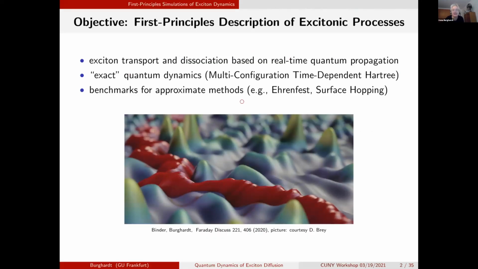So our objective is a first principles description of excitonic processes. We want to look at exciton transport and also exciton dissociation based on real-time quantum propagation. In fact, we're using exact quantum dynamics, in particular the multi-configuration time-dependent Hartree (MCTDH) method, which I will give a few more details about later on. The idea is to fully capture the coherent aspects of the dynamics and also provide benchmarks for more approximate trajectory-based methods. This is a picture of a simulation result: an exciton moving in a fluctuating landscape due to torsional dynamics.